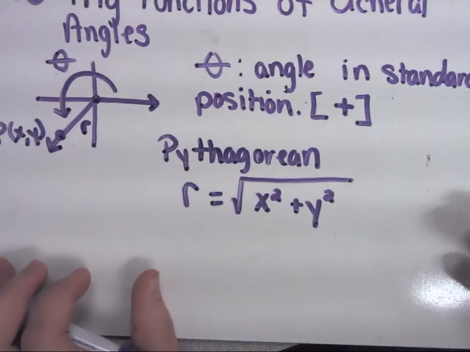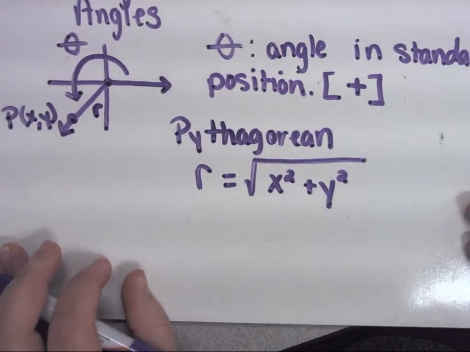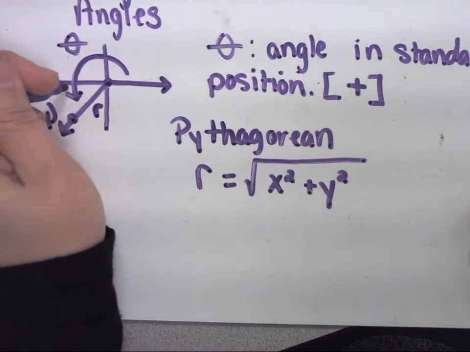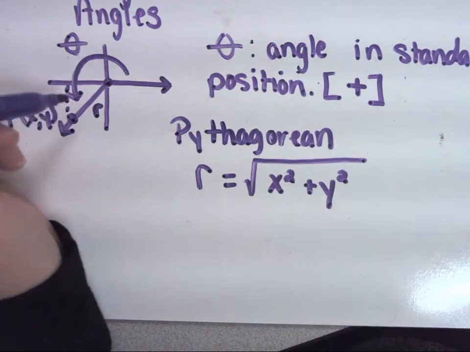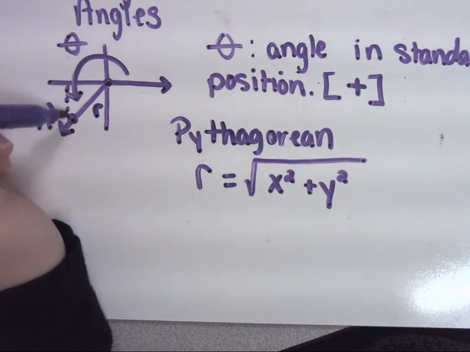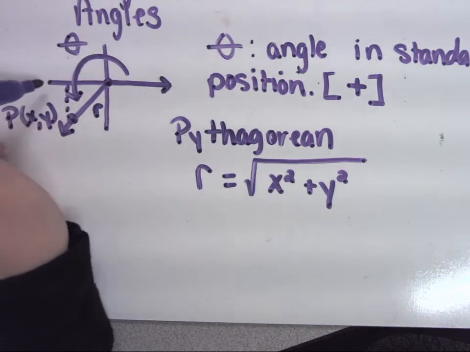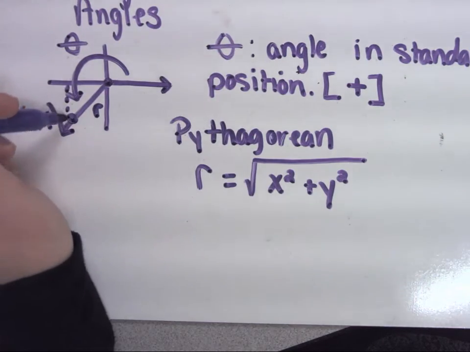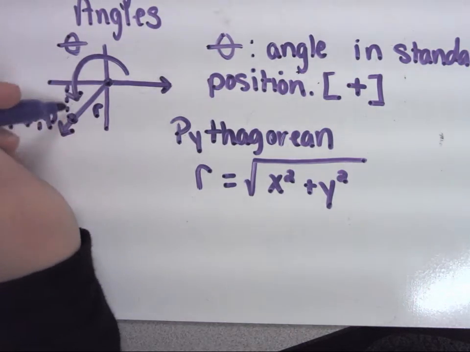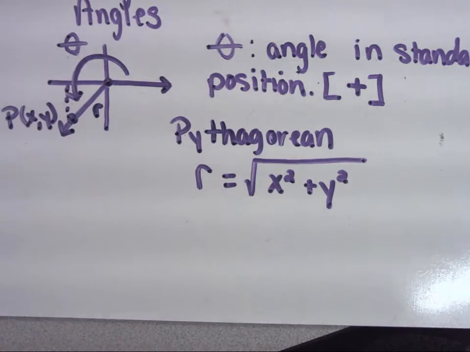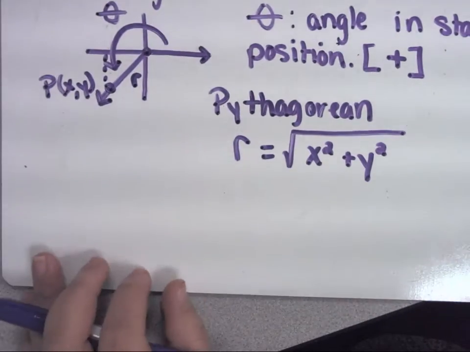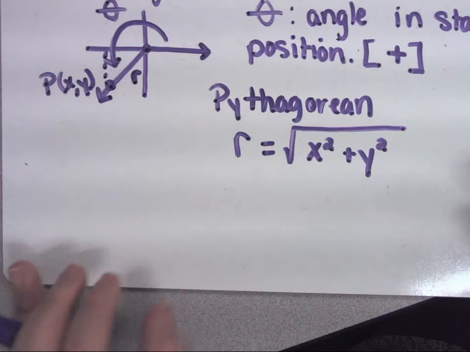Okay, now from there, we can find our 6 trig functions. Oh, I'm missing something. We need to put a little dashed line from the point straight down or up, depending on where you start, to the x-axis. Okay, because look, this is a little triangle. That's going to help us see why we're using the Pythagorean theorem. This is going to help us find the 6 trig functions.